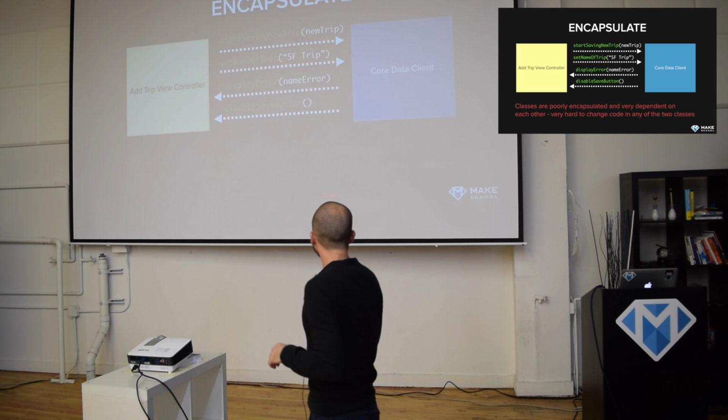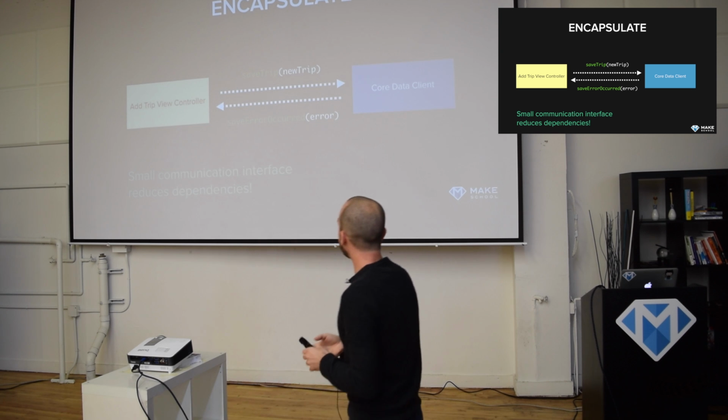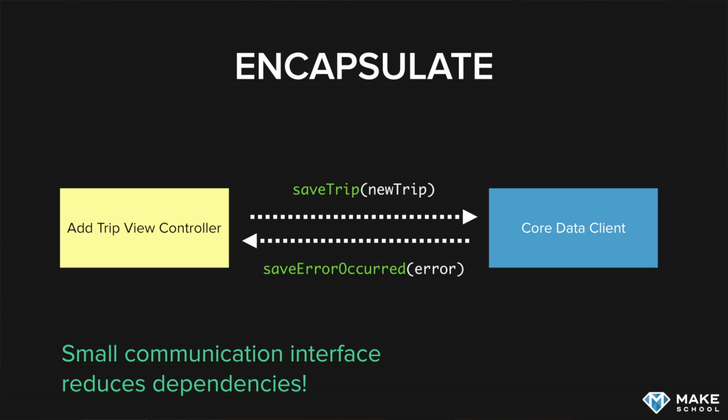Now, this totally illegible text here at the bottom says that the classes are poorly encapsulated, and they're very dependent on each other. So the more they know about each other, the more they depend on each other, and the more changes in one class will break the other one. What would a better interface look like? This here is a better solution.